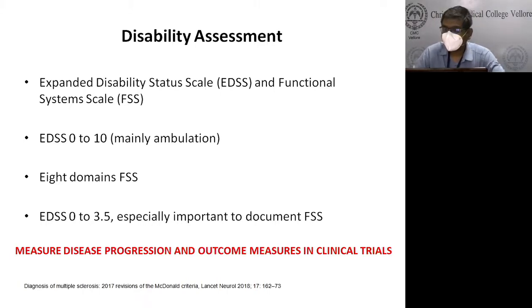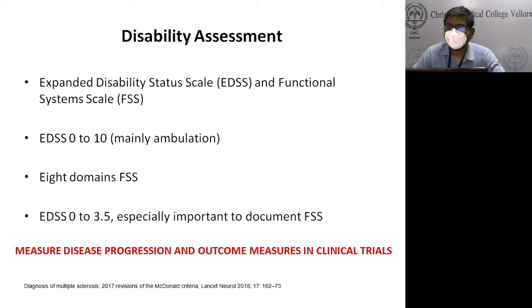So disability assessment is an important part. It's usually focused more in clinical trials, mainly for outcome measures to say that one drug is superior to the other or non-inferior, but it's very important to document it. So we have 2 scales here, the Expanded Disability Status Scale and the Functional Systems Scale. EDSS is what we commonly use.